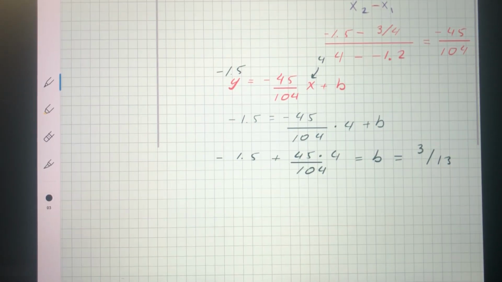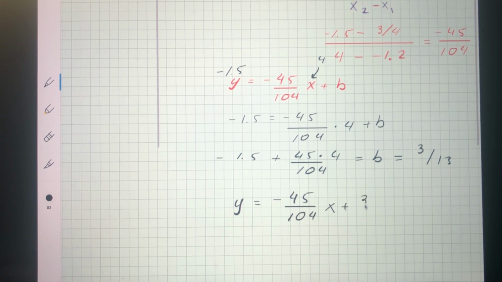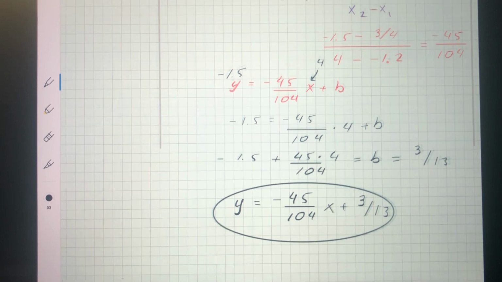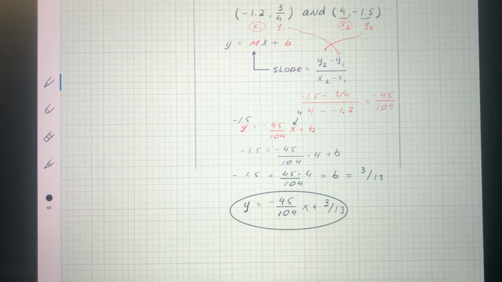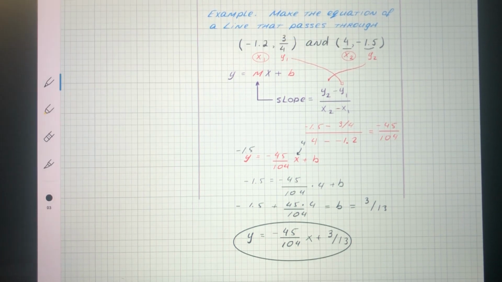So here is the final answer. y equals negative 45 divided by 104 x plus 3/13. And this is the answer to our question. This is the equation of a line that will pass through these 2 points.